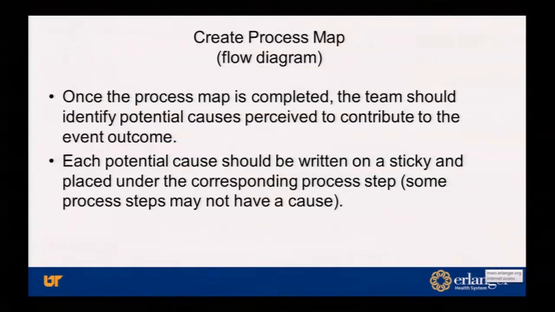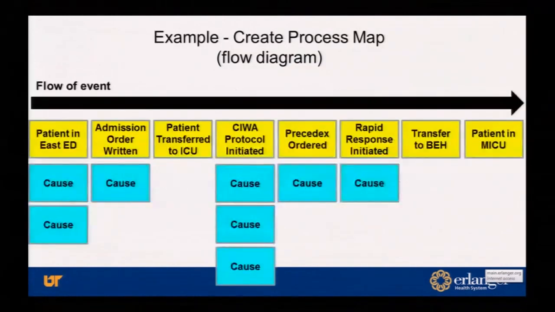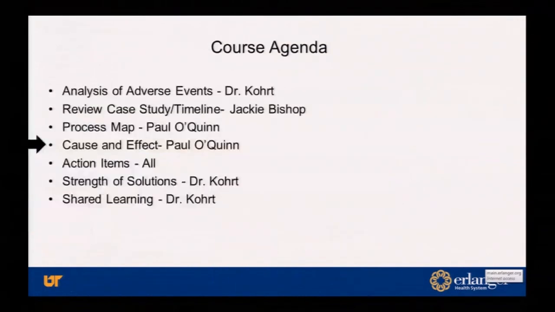Once we have that process map created, what we want to do is brainstorm what the potential causes are that may have contributed to the outcome, and then we put those underneath the corresponding process step. So when we're done with the cause exercise, it looks something like this, where you have these potential causes lining up under the step associated in the event. We're going to do that as an exercise in just a few minutes.